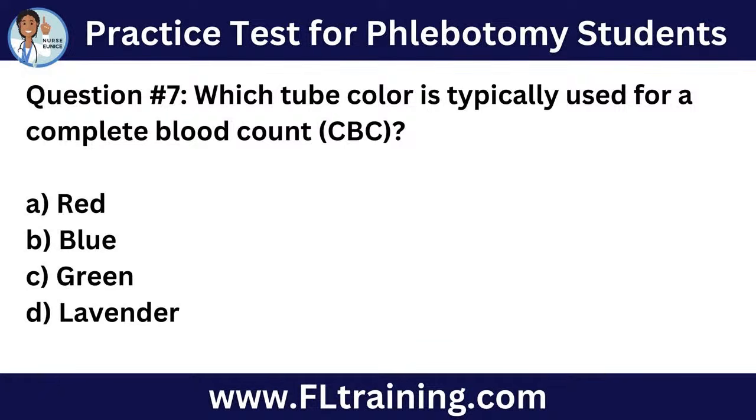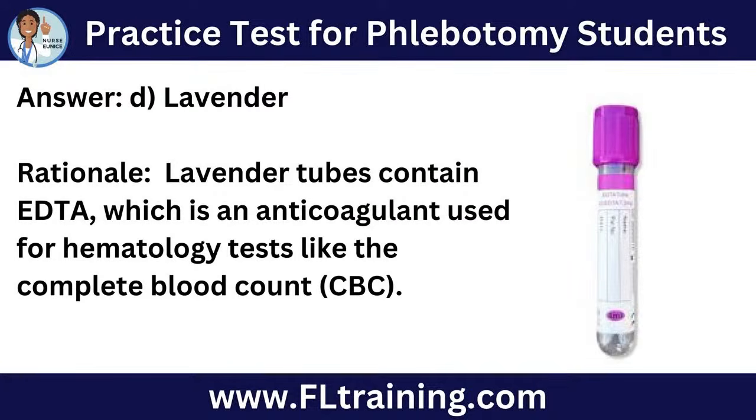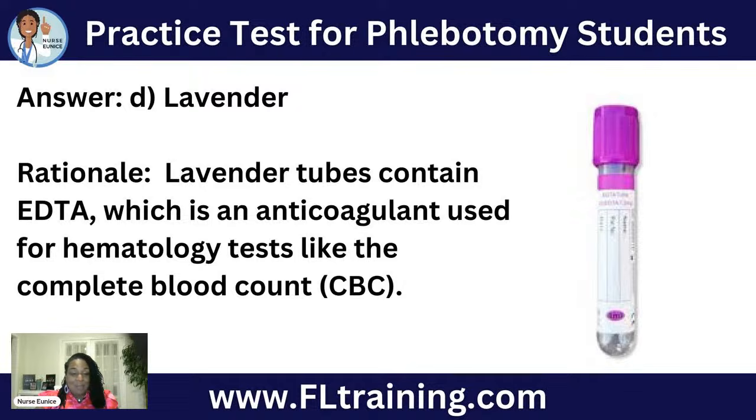And yes, yes, yes, if you chose D, like Lynn and Rose, you know that the correct response is lavender. Lavender tubes contain EDTA, which is an anticoagulant used for hematology tests like complete blood counts. So usually you're going to make sure you have a lavender tube whenever you start drawing blood, and then a couple of other tubes of different colors. But your labels also help you.